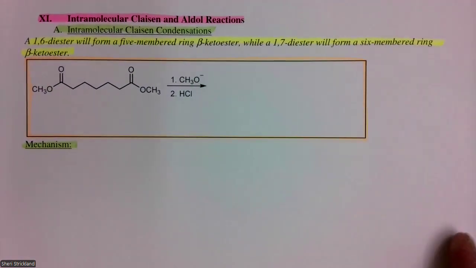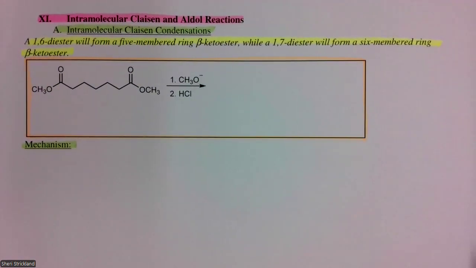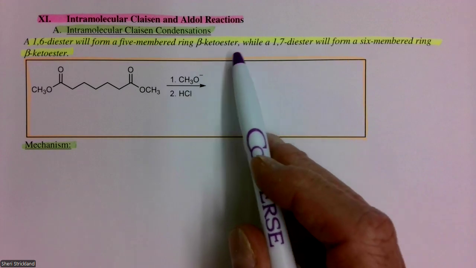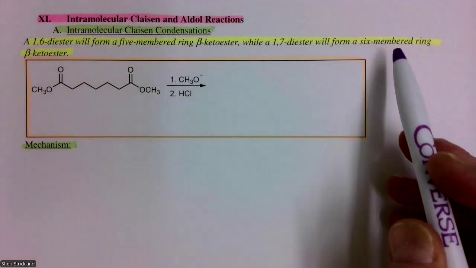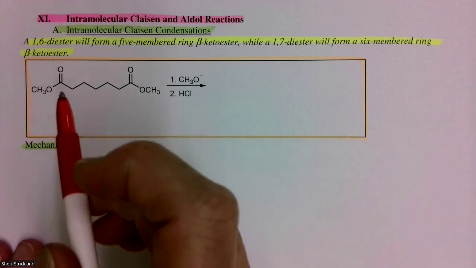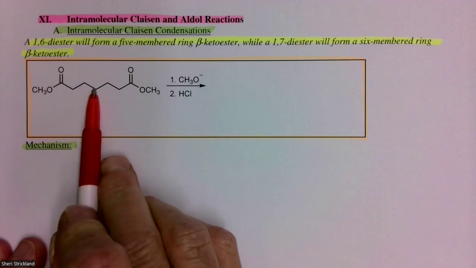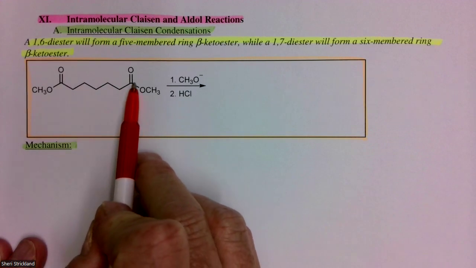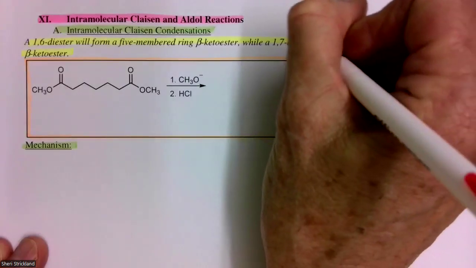Now, Claisen condensations always involve either two esters or an ester and something else like a ketone or a carbonate. And we find that a 1,6 diester will form a 5-membered ring beta ketoester, and a 1,7 diester will form a 6-membered ring beta ketoester. So let's look at the numbers and at the functional groups. If I go from carbonyl to carbonyl, it's 1, 2, 3, 4, 5, 6, 7. So that's the 1,7 diester.